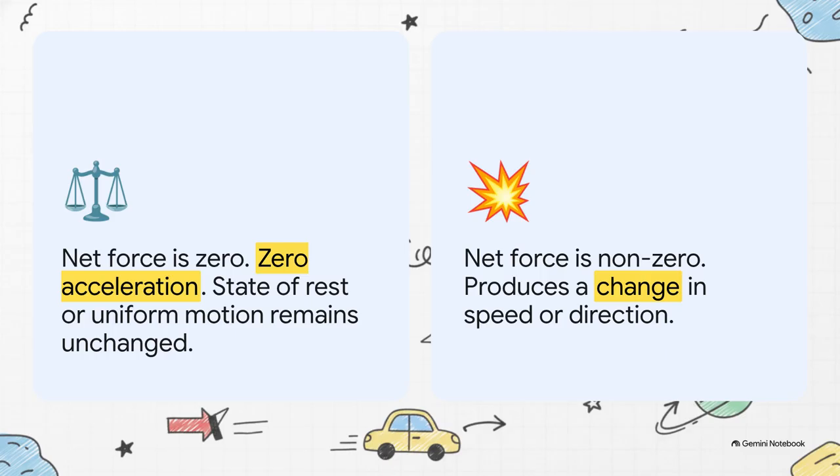Actually, it just means there's 0 acceleration. If an object happens to be at rest, sure, it stays at rest. But if it's already moving, it keeps moving in uniform motion, meaning its velocity remains completely constant. On the flip side, we have unbalanced forces. This means the net force is not 0. And this is where the magic happens, right? An unbalanced force is what actually produces a change in speed or direction. It actively accelerates the body. Do you see that difference? It's 0 acceleration versus an actual change in speed or direction.